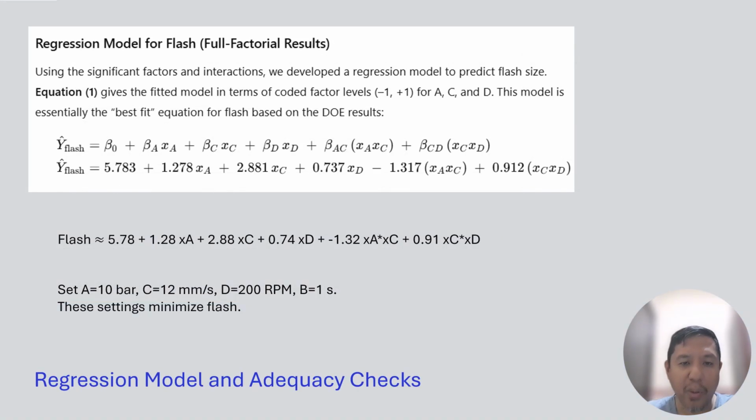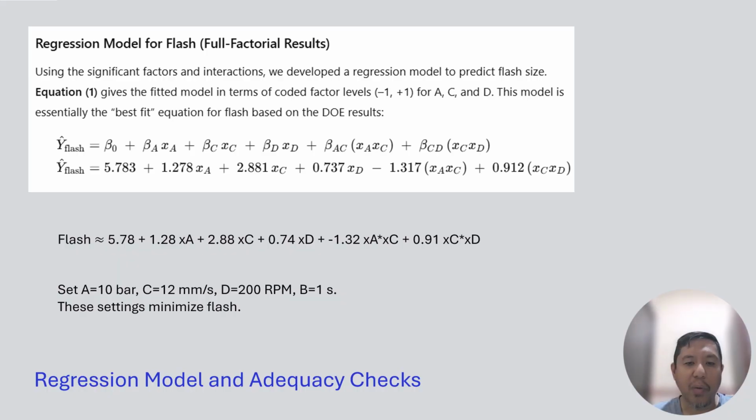This is a regression model of the full factorial results. It's expressed as y bar flash equals 5.783 plus 1.278 for A plus 2.881 for C and 0.737 for D minus 1.317 for the combined interaction AC plus 0.412 for the interaction CD.